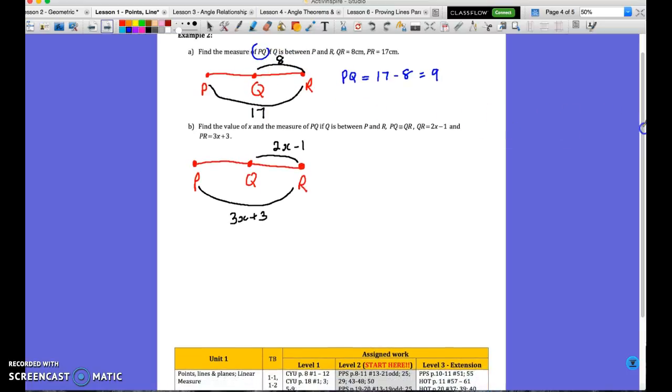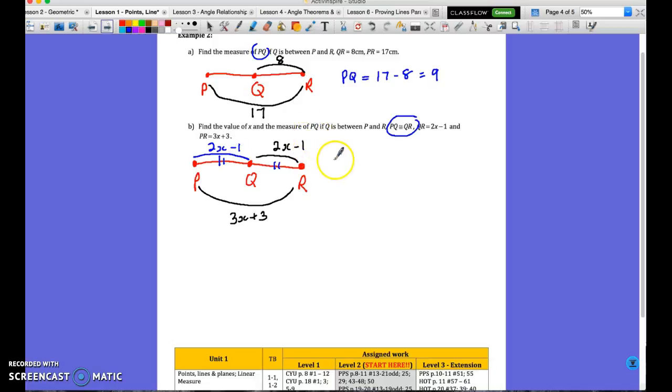The second example is very similar. Same setup, Q is between P and R. The difference is we're given one additional piece of information. PQ is equal to QR. That's the notation that you use. And what that allows us to know is that this must also be 2x minus 1 because they're equal.